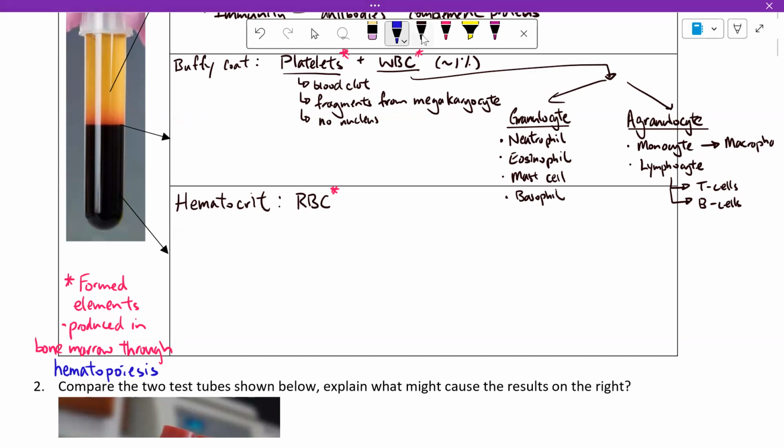Okay, so that is the hematocrit, the RBC. A couple of things that come to mind: no nucleus.